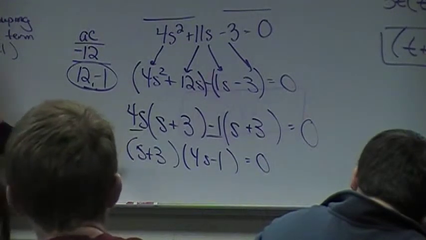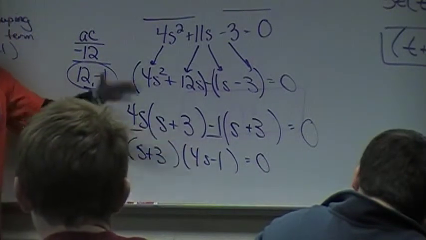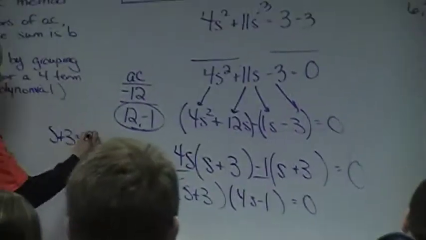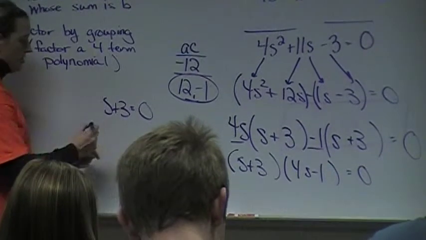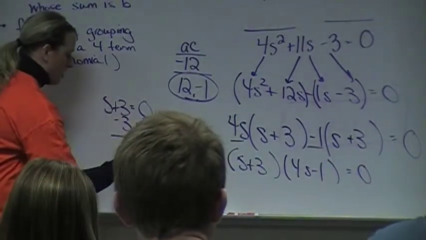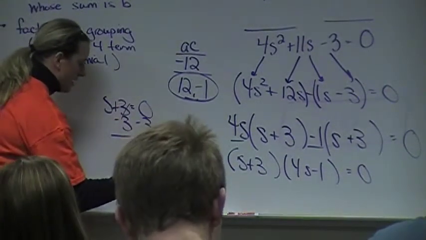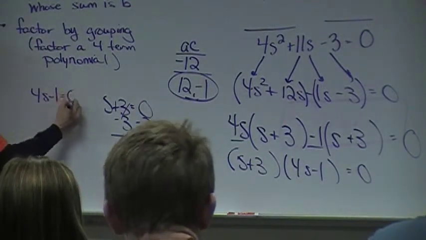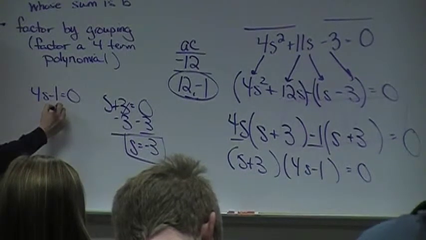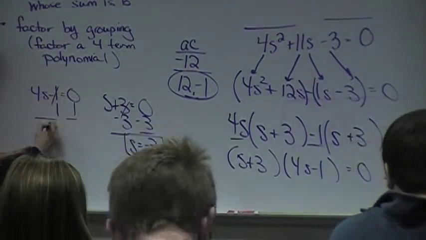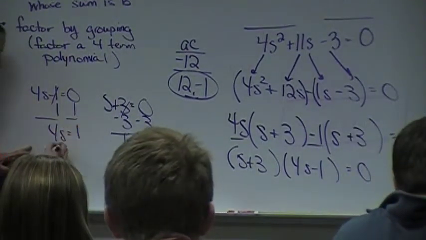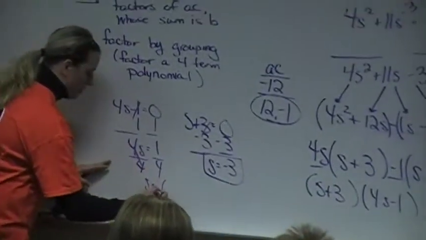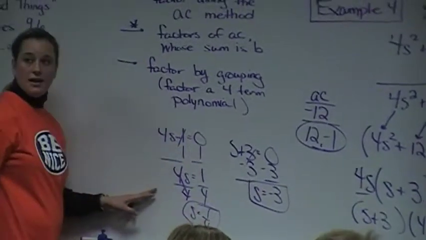To solve it, we have to actually set these 2 binomial factors equal to 0. So I'll put it up here since I think our video is going to miss it if I don't. If I set s plus 3 equal to 0 and subtract 3 from both sides, what's one solution? Negative 3, there's 1. Then if I set 4s minus 1 equal to 0, what do I do to both sides? Add 1. And we get 4s is equal to 1, and divide both sides by 4. And we get s is equal to 1 fourth. And that's what we got.